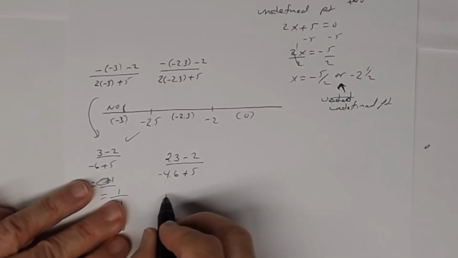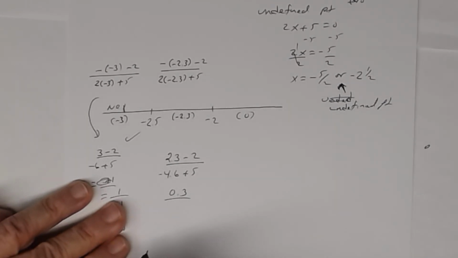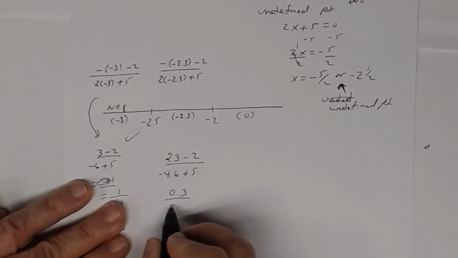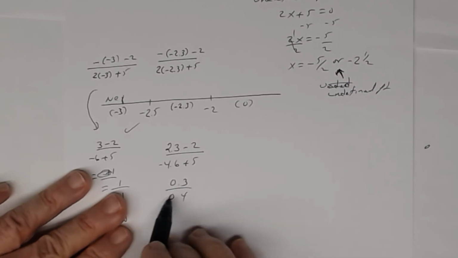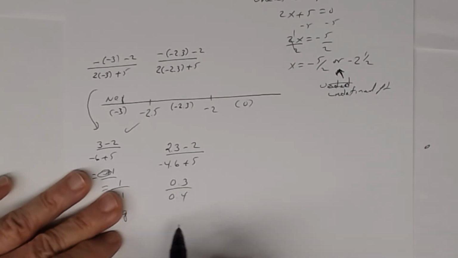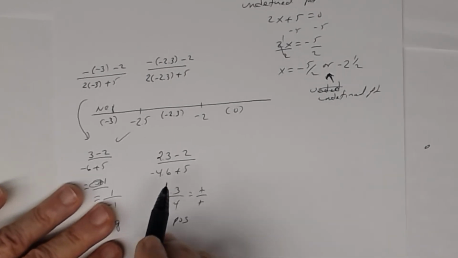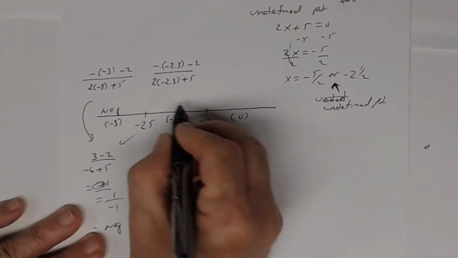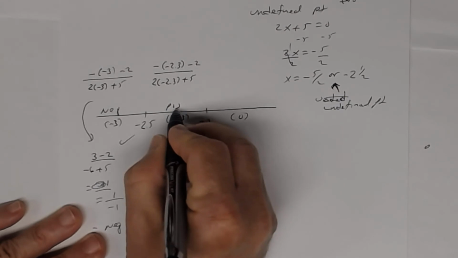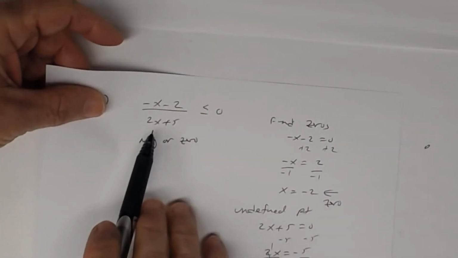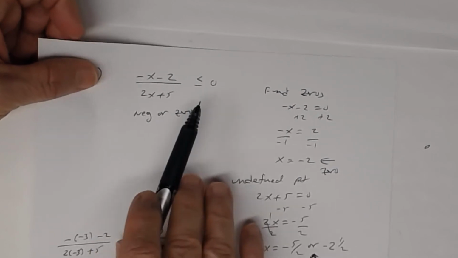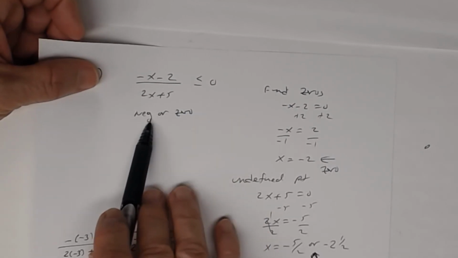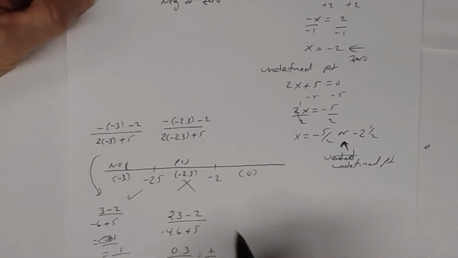2.3 minus 2 is 0.3, a positive number though, right? -4.6 plus 5 is a positive number. It's actually 0.4. Don't worry about using a calculator here. You know that a positive divided by positive is a positive, right? Okay, so that's going to be positive right here. So any real number between those two numbers, -2.5 and -2, is going to make this inequality a positive number, but that's not going to be a solution because I need that to be negative or 0. So I'll put a little x there.